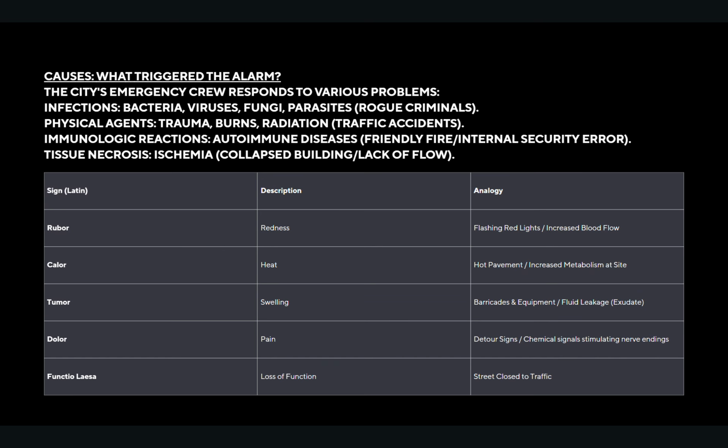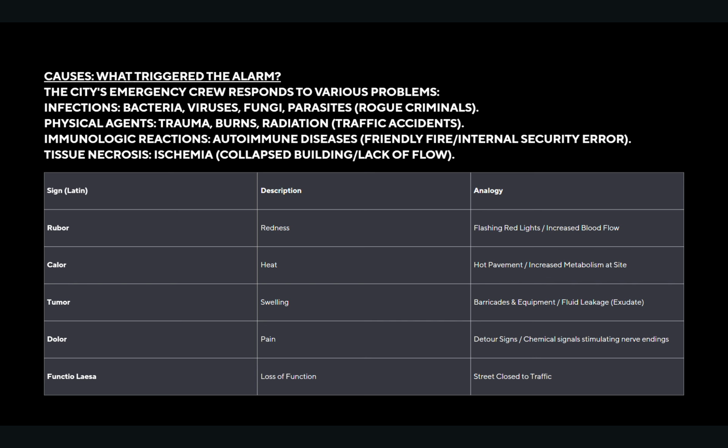And so the causes, what triggered the alarm? The causes of inflammation are simply the different types of problems that the city crew is going to respond to. It could be an infectious agent, rogue bacteria, or viruses. That's our criminal element. It could be physical agents, as in trauma or burns. That's kind of a traffic accident. Or interestingly, it could be the city's own security system going haywire, immunologic reactions where the body attacks its own healthy tissue.